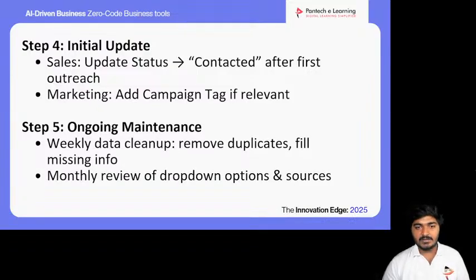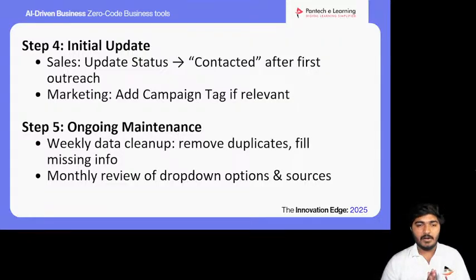So that's step 4: update status, contacted after first outreach. Marketing: add campaign tag if relevant. If that particular data came from a campaign and we tag it, the marketing team will have better use of that, knowing how many people were gathered using that. And step 5, ongoing maintenance.